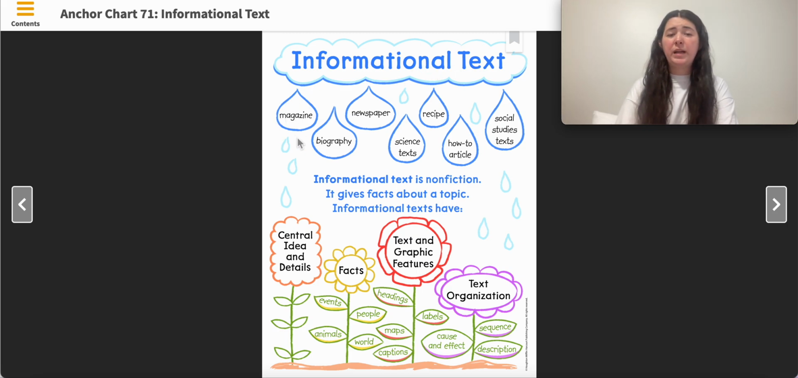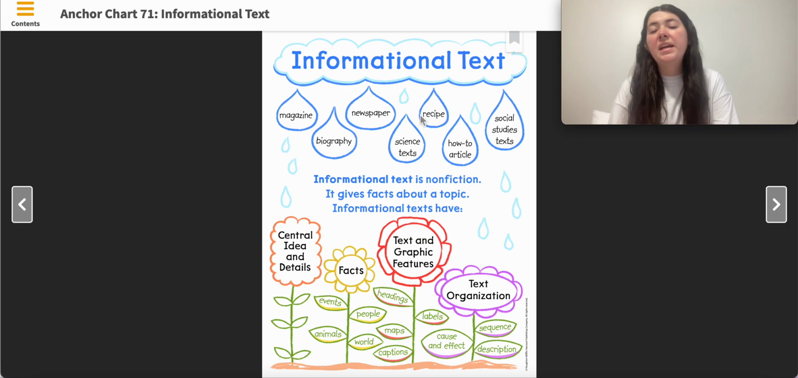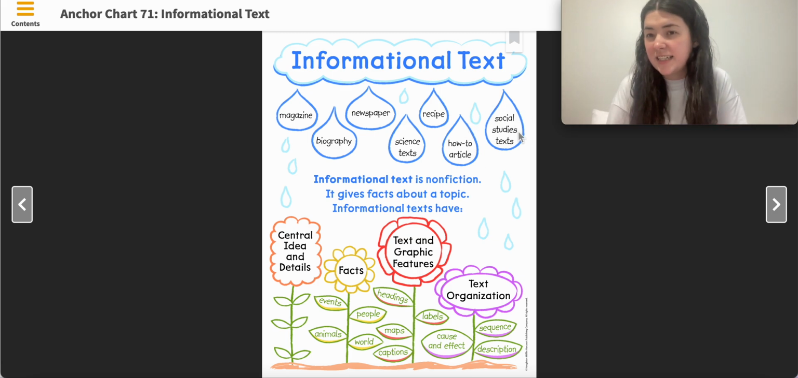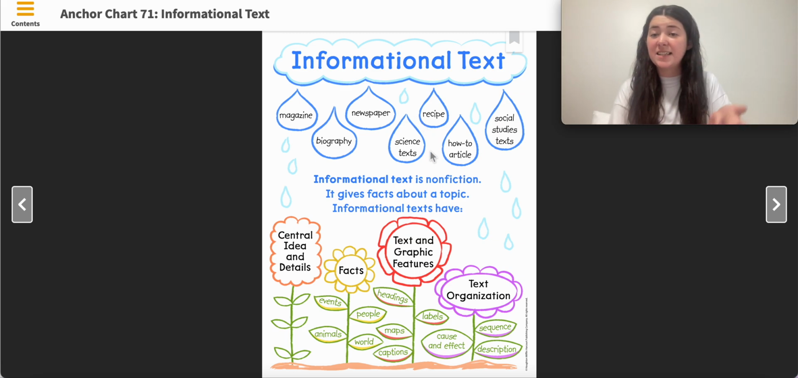This story wasn't really a magazine. It wasn't a biography. It didn't tell the story of someone's life. This wasn't a newspaper article. It wasn't a recipe. It didn't teach us how to cook something. It wasn't a how-to article. It didn't teach us how to do something. And it wasn't a social studies text. It didn't teach us about history, but it was a science text because it taught us about a scientific topic of what animals can do with their bodies.